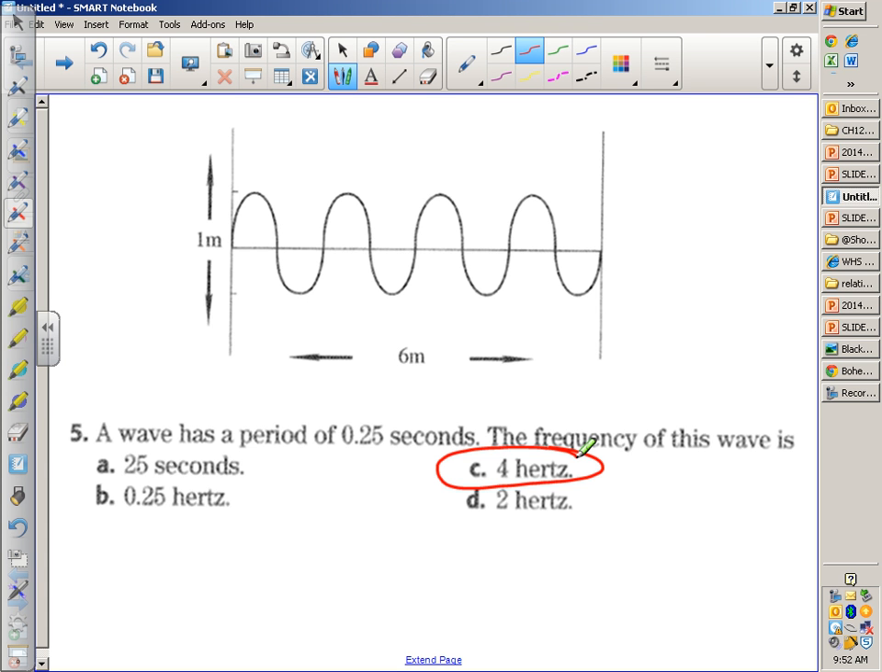So we said that period is a time. It's a time for one wave. Believe me, doing a whole lap around the outside of the room is much more disruptive than just going back to that. So. All right. Period is a time.